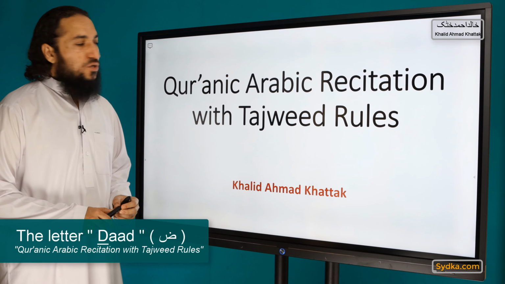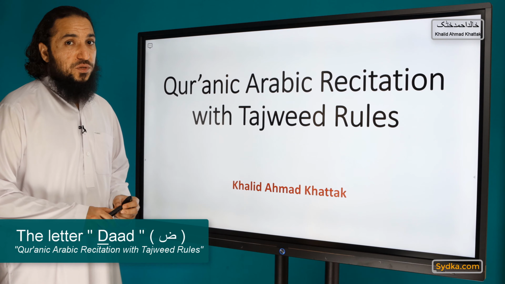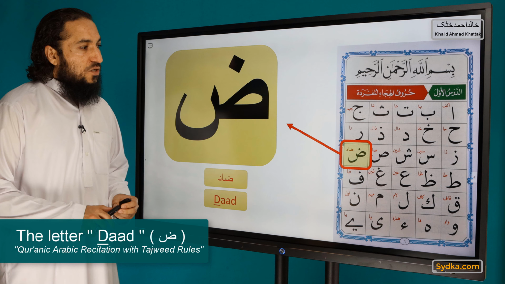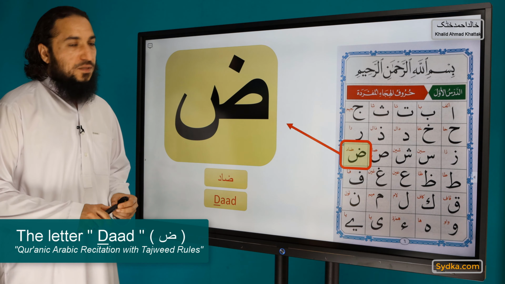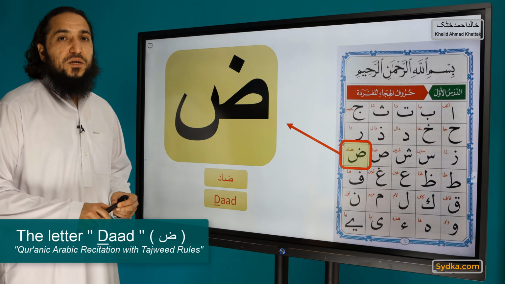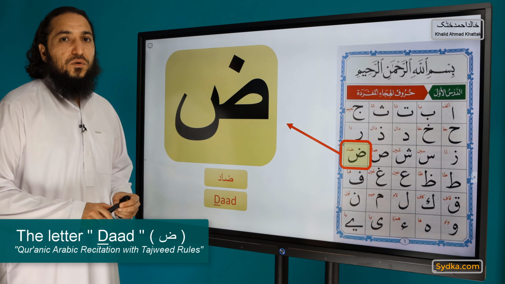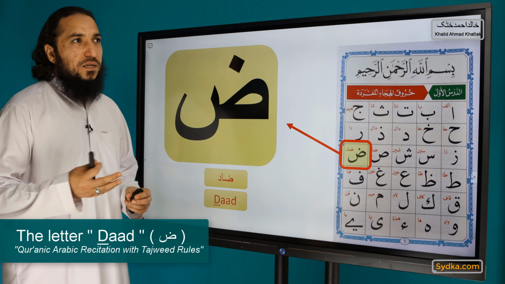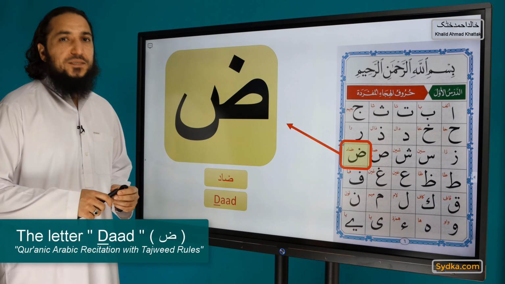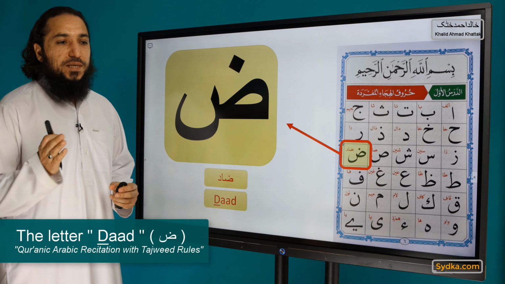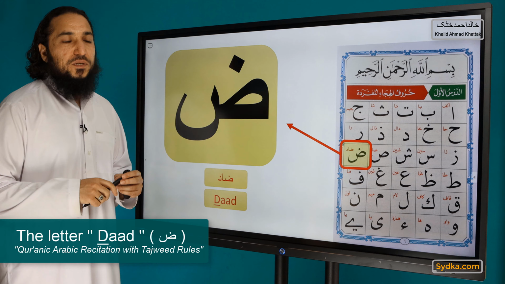Welcome back to another session of Qur'anic Arabic Recitation with Tajweed Rules. In this session, we will be studying another letter of the Arabic alphabet that is called Daad. How to pronounce it? It is Daad, Daad, and the sound is D. Or if you connect another letter with it, that would make more sense. Al. So the second part of al is the sound of Daad. Al, al.